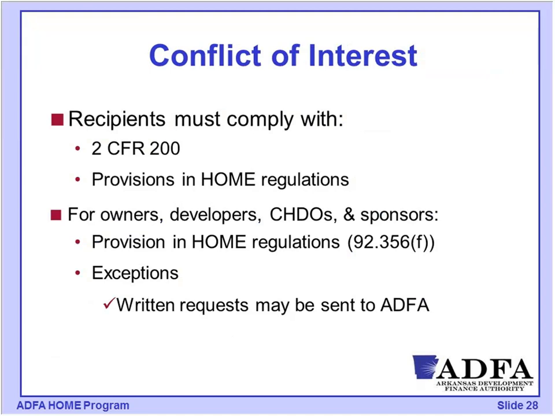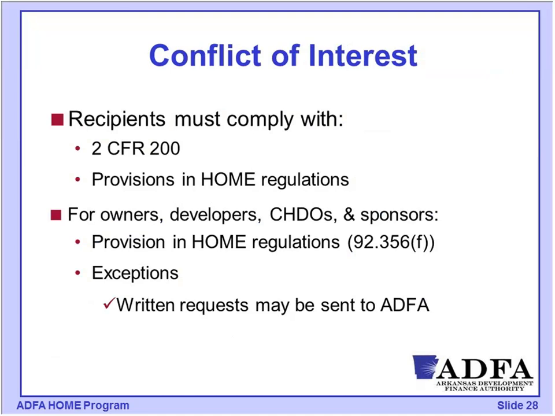Switching gears a little bit, we want to talk a little bit about conflict of interest. So recipients need to comply with conflict of interest requirements, which are included in both the uniform financial requirements, the 2 CFR 200, but also there are provisions within the HOME regulations. And essentially under conflict of interest, we're trying to make sure that there's not a conflict with folks that either are going to be benefiting or have some kind of monetary or other kind of interest in the project.